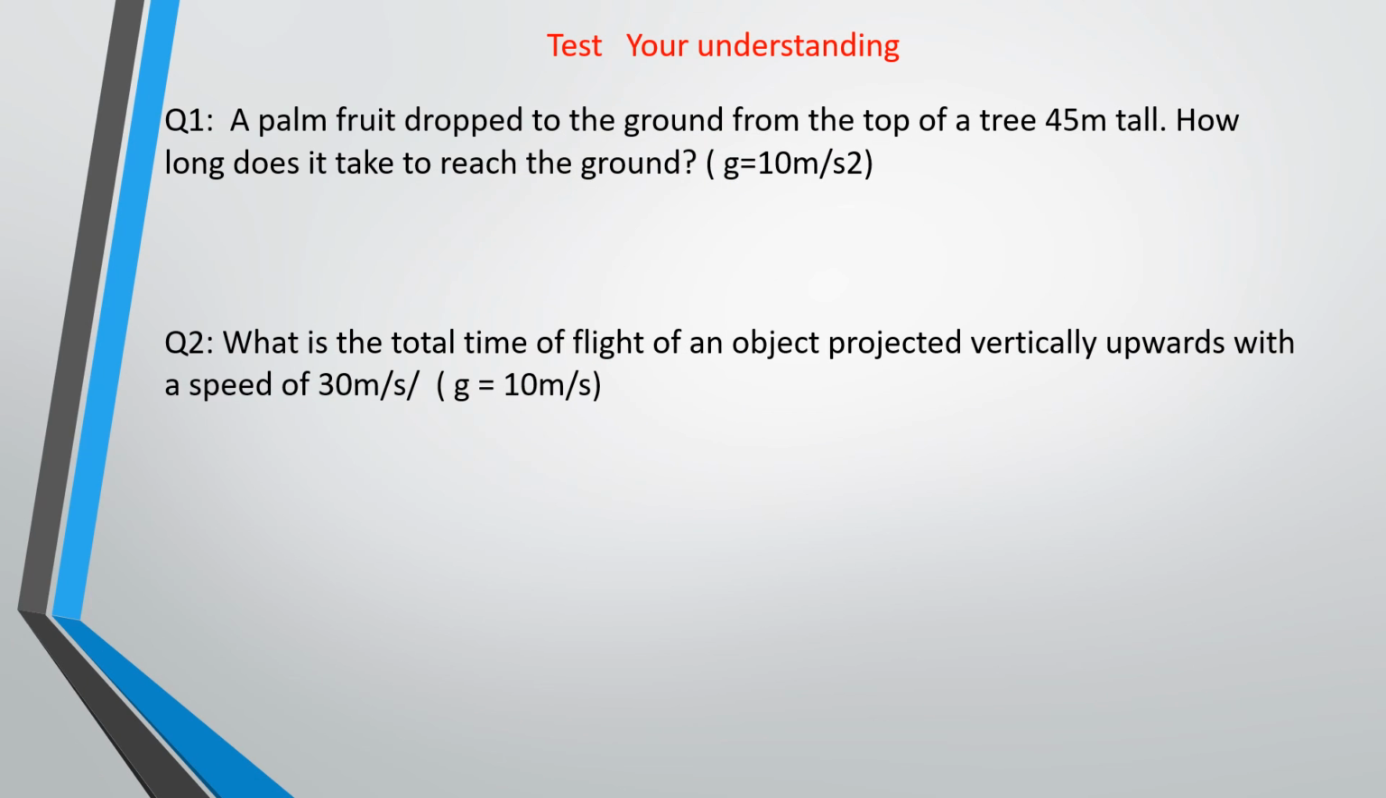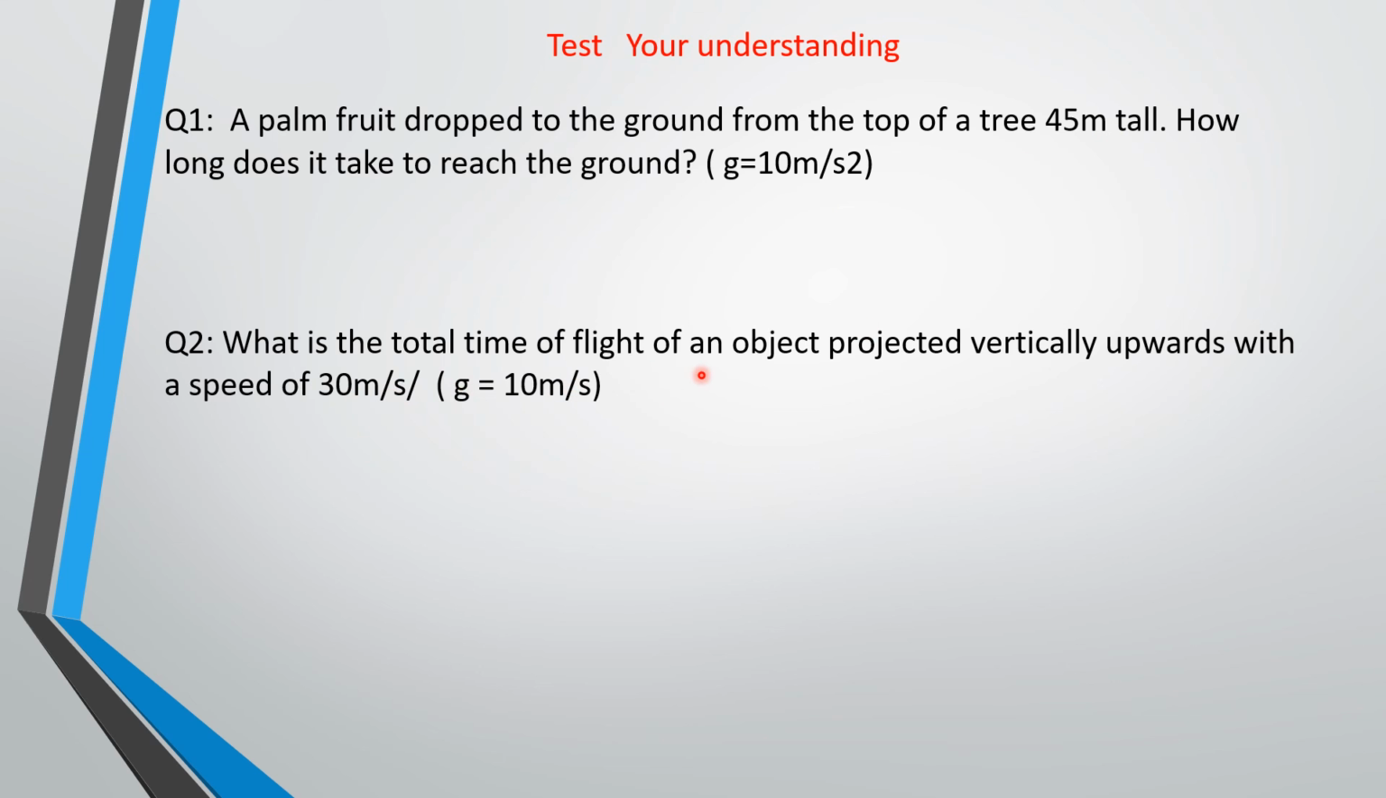So please just do these questions. A palm fruit dropped to the ground from the top of a tree 45 meters tall. How long does it take to reach the ground? You know that at the point of falling down, initial velocity is equal to 0. So that's a hint that I've given to you. From there you can just find your time.